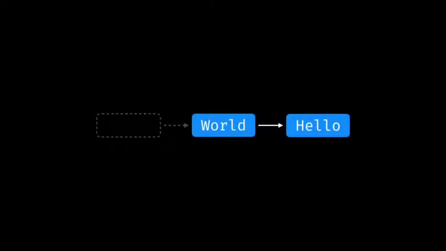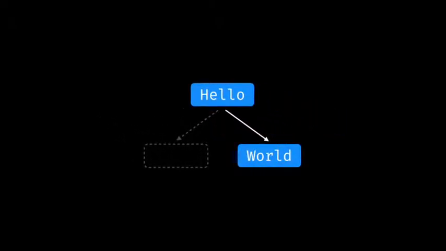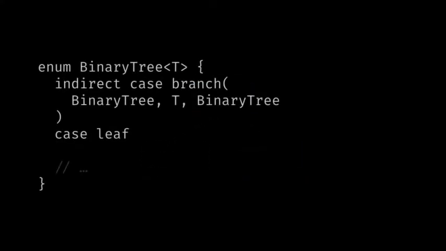Now, this is a list, but if you want to have a tree, you just do this. Instead of having one value you're pointing to, you're simply pointing to 2 values. And the way you would model this is, again, with an indirect case, which in this case would be branch, which would point to another binary tree, a value and another binary tree for the left and for the right child. And the none case in this case would be called leaf, for example.